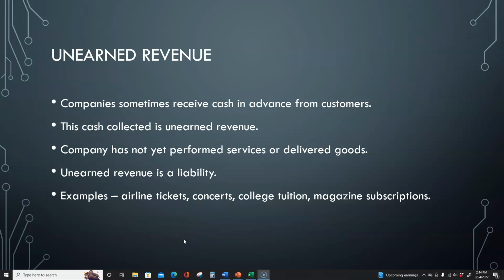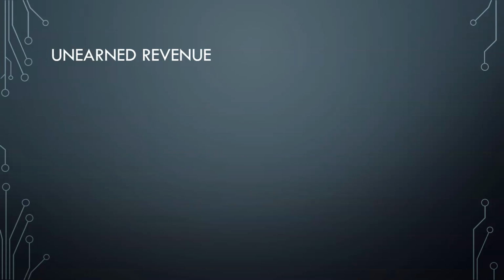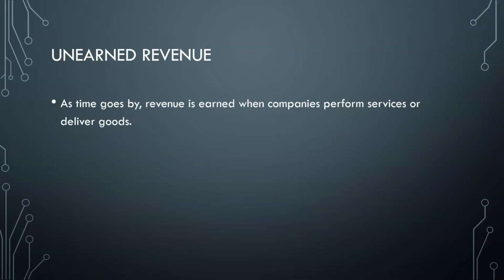If you look at an airline ticket, every time a company sells an airline ticket, they're selling for a future service. The airline company collects the money from customers, and everything that they collect is a liability to the company. The company earns their revenue when they take the customer to the correct destination. Now, as time goes by, the unearned revenue is earned when the companies perform services or deliver their goods.